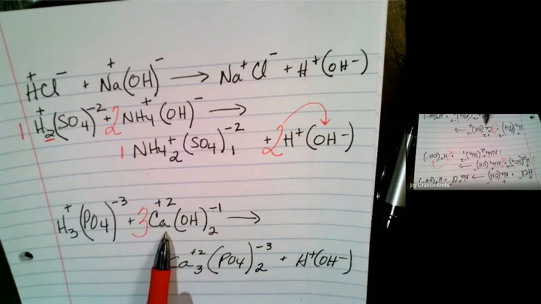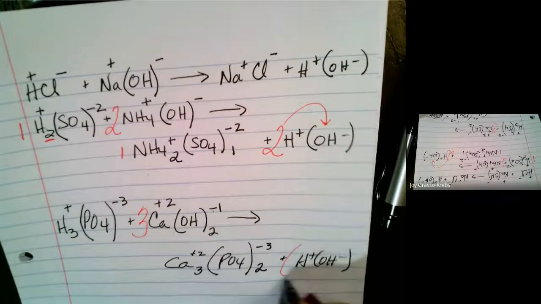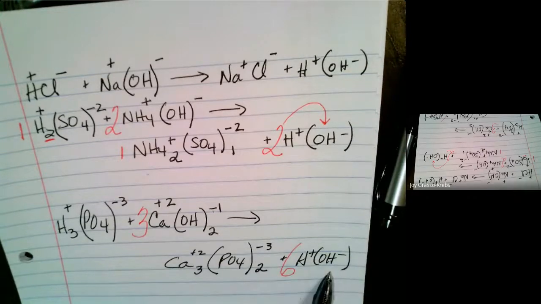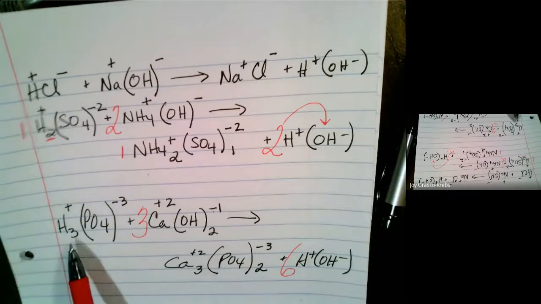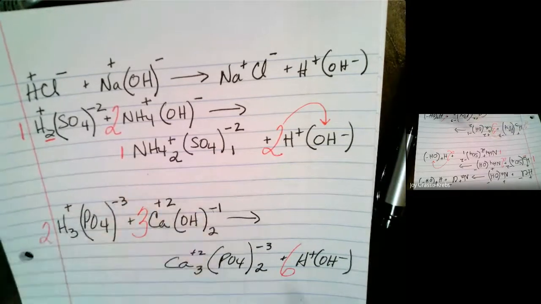So 3, 3. But what did this coefficient of 3 do to the hydroxides? 3 times 2. That's 6 of them. All right, let's go for it. If I put a coefficient of 6 there, that helps my hydroxides. But now I have 6 H pluses. Gotta make it work. No big deal. I have 3. I need 6. 2 times 3 is 6.